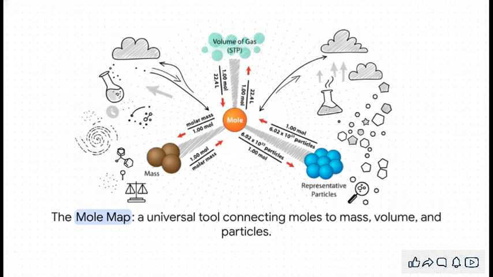Think of it as your cheat sheet for chemistry math. And look, notice what's right there in the middle, connecting everything? The mole. It's the central hub. It lets us convert from the mass of something to the number of particles in it, or from the volume of a gas back to moles. It is the ultimate translator for a chemist.